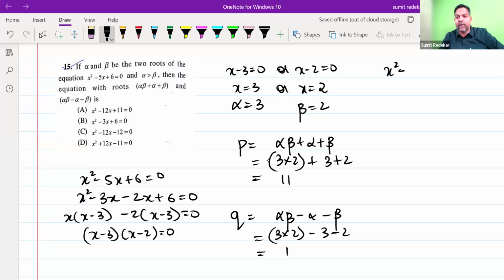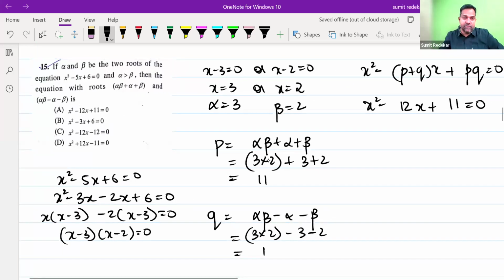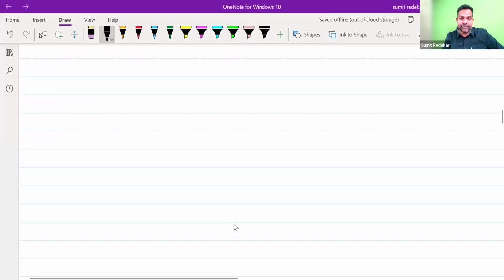So if p and q are the roots of that quadratic equation, the quadratic equation will be given by x square minus sum of the roots into x plus product of the roots is equal to 0, which means x square minus sum of those two roots, which is p plus q, which is 12x, plus p into q, which is 11, is 0. An option that matches this is x square minus 12x plus 11. Then can I say the answer to 15 is going to be A? Isn't that right? That is question number 15. We move on to question number 16.